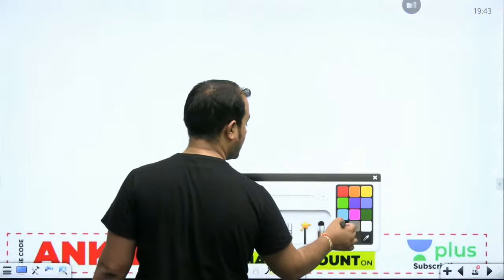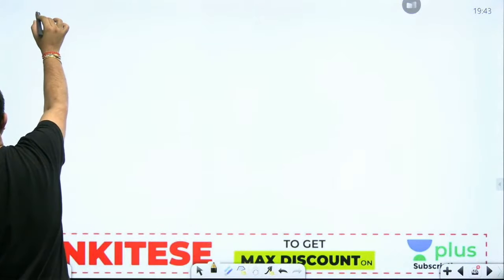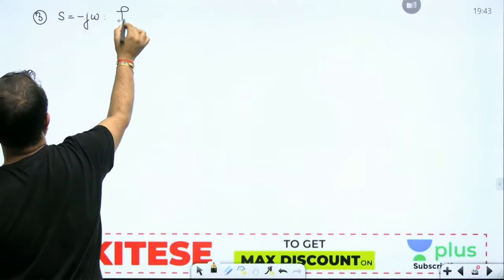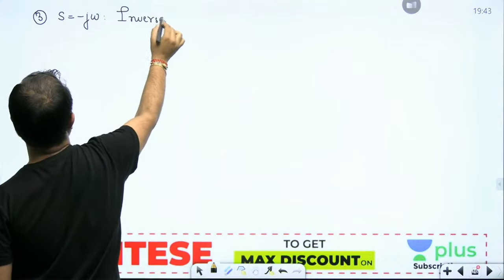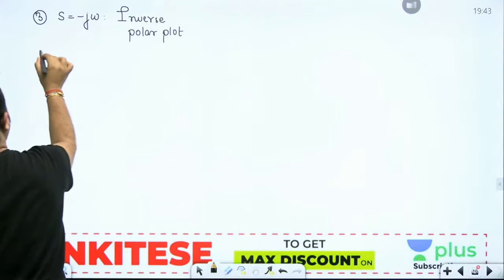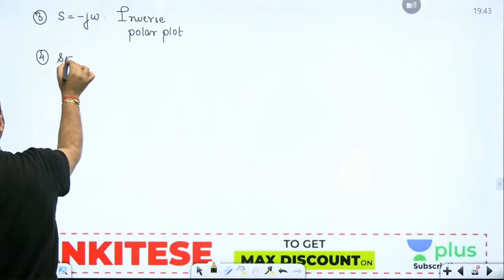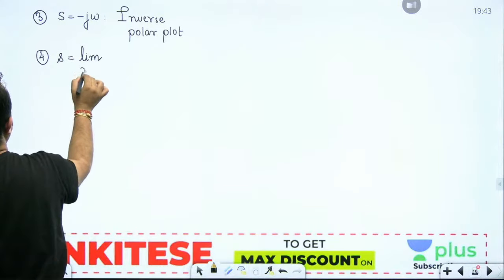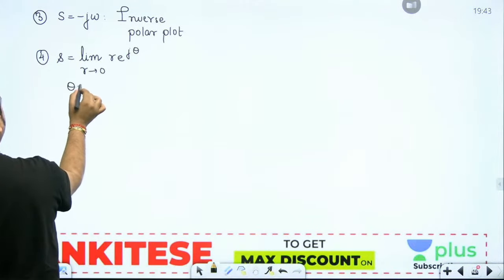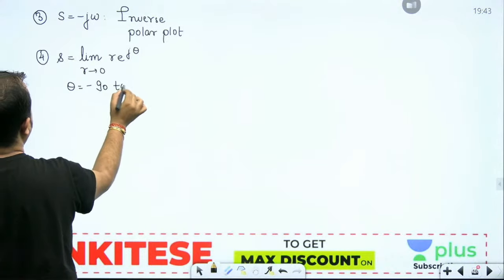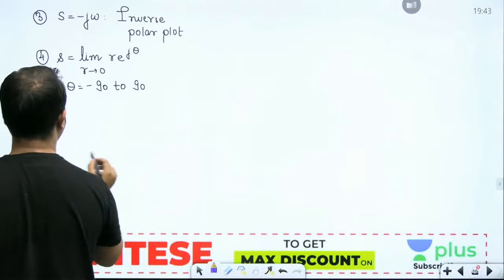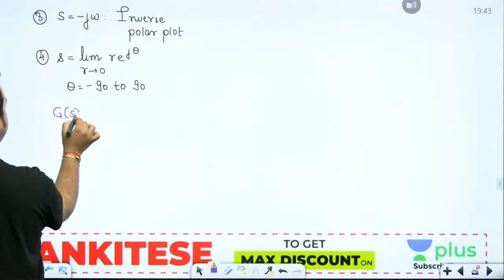Then the third one, my dear, is S equal to minus j omega. That is very simple. Inverse polar plot. And the fourth one, S is limiting r tending to 0, where theta goes from minus 90 to 90. Minus 90 to 90. Now, what is GH(s)?